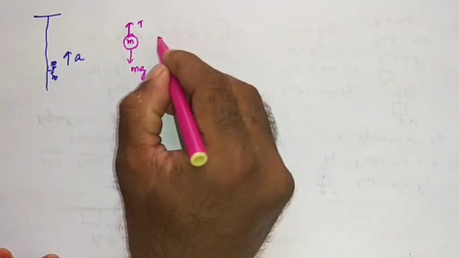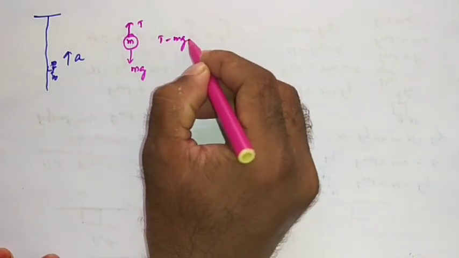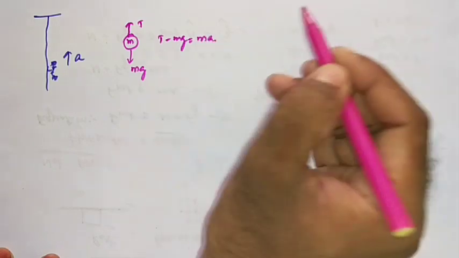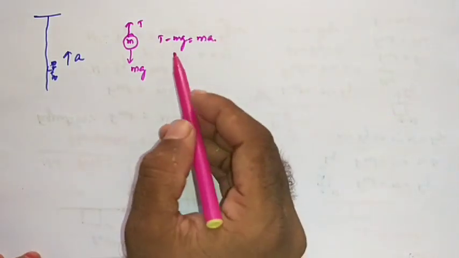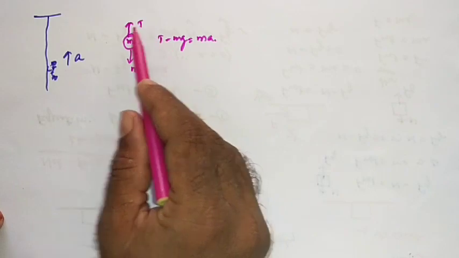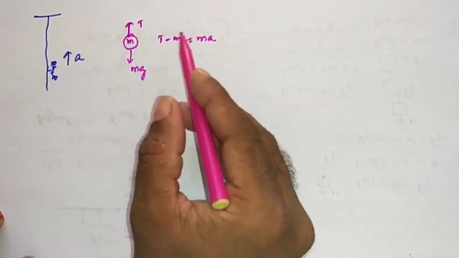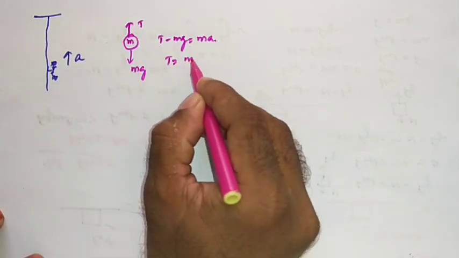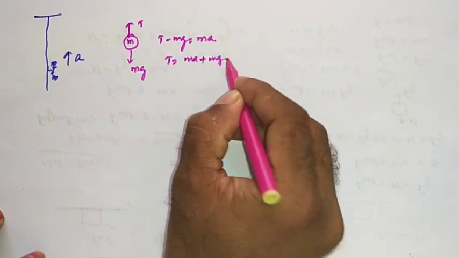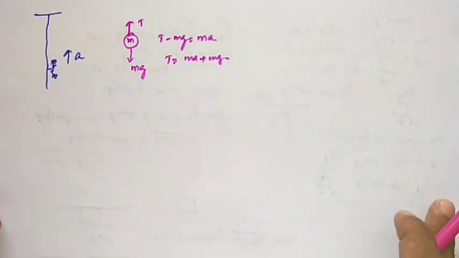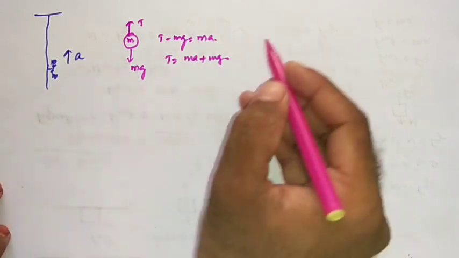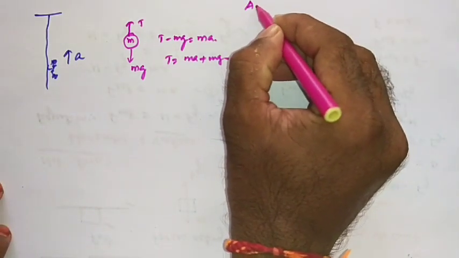So what is the equation? T minus mg is equal to ma. From this one can calculate the tension developed in the string. So the tension is equal to ma plus mg. Clear? Very good. Now we are going to learn about the apparent weight of the body.